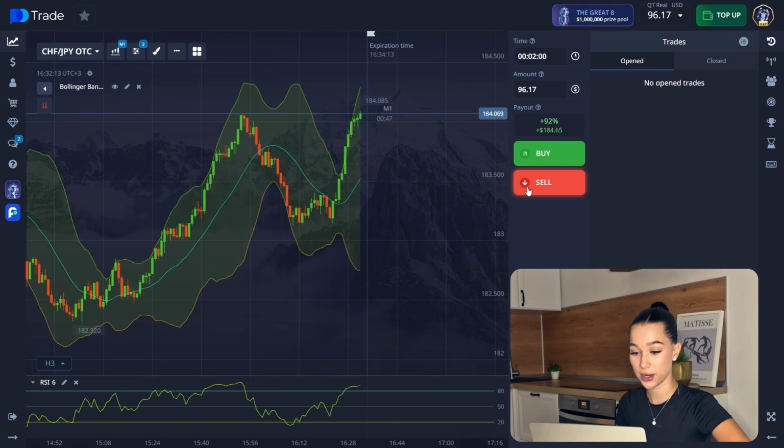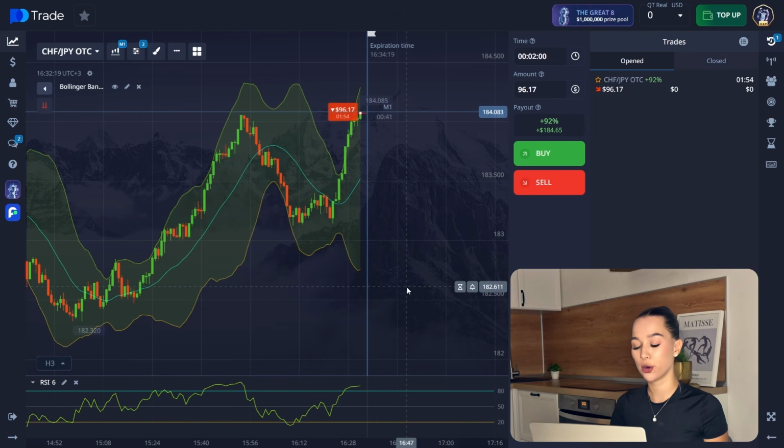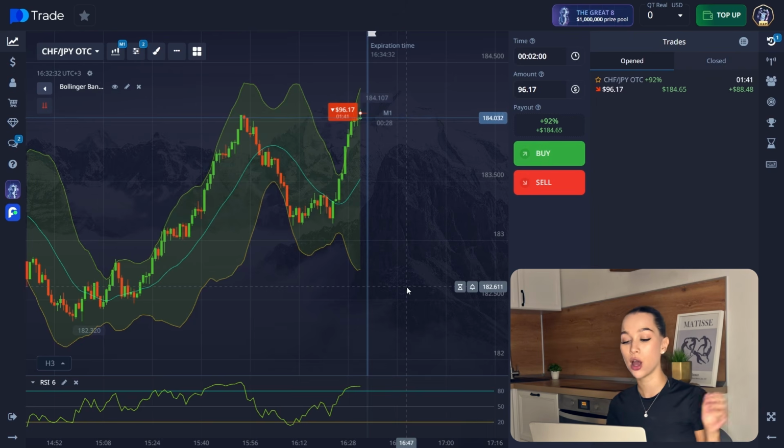We can see the price crossed the upper line of the Bollinger Band. So here we open a sell trade for 2 minutes, definitely. Again, before we open a trade, the market was in a strong bullish impulse. So the price rose sharply over several candles without significant pullbacks. So this is a clear signal of a potential overbought market and a high probability of a correction.